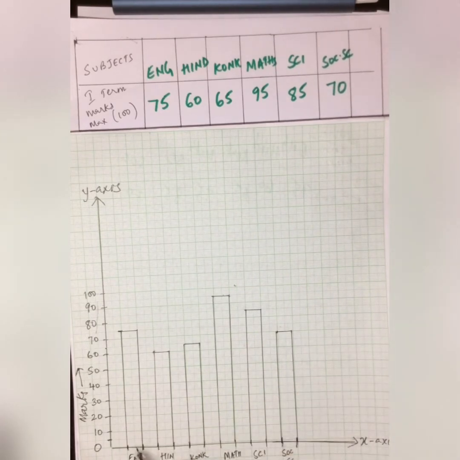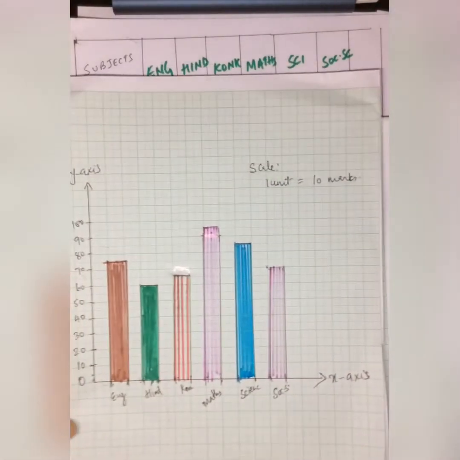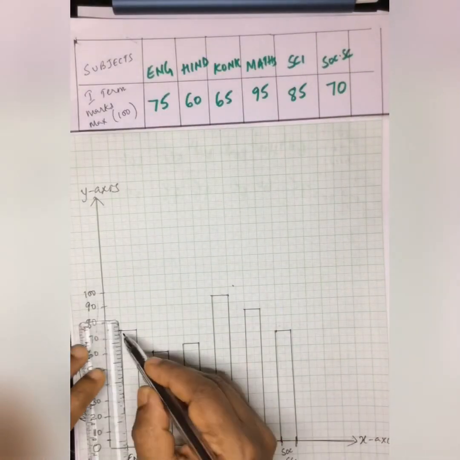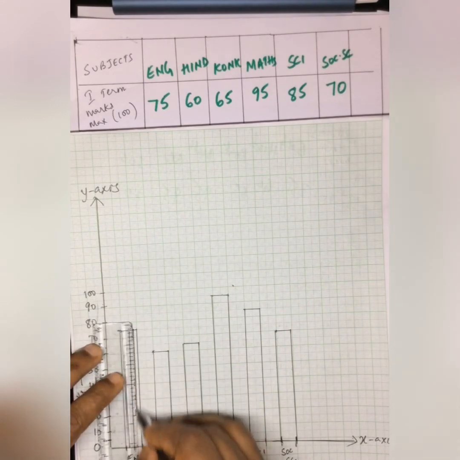So you have seen that I have taken bars of the same width. You can color them like I have done over here, so that the marks for each subject become very visible.